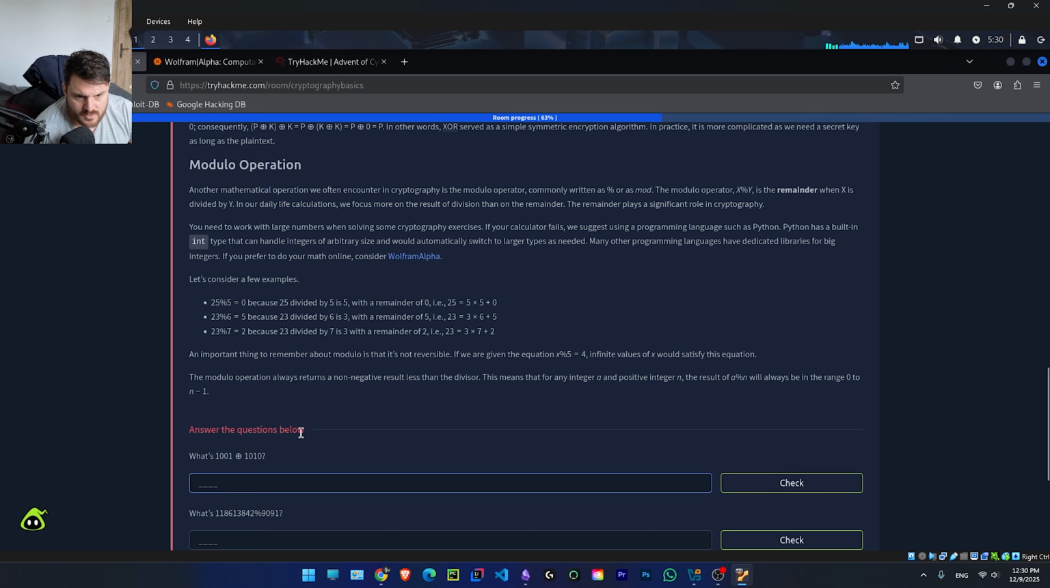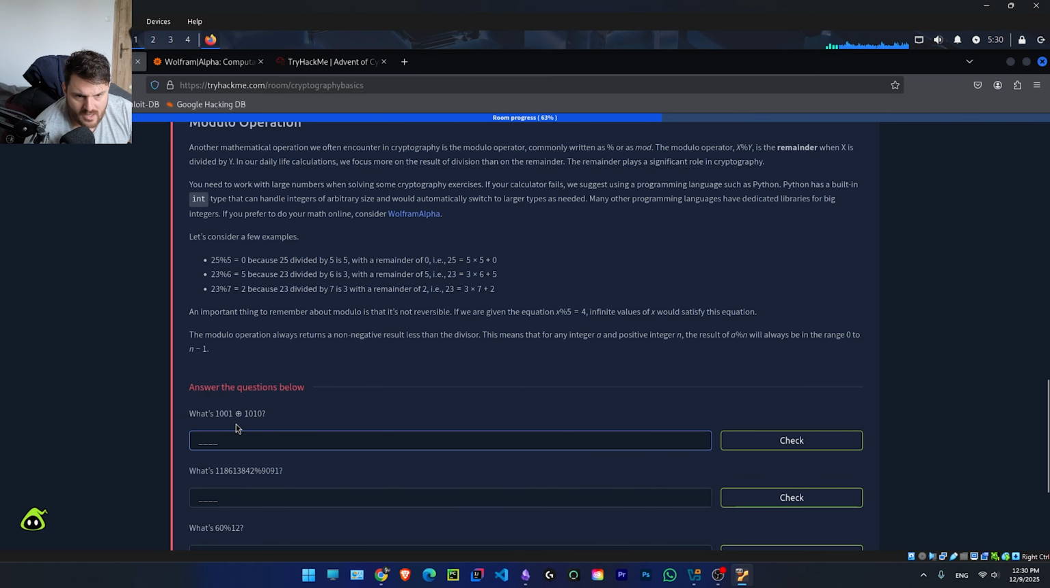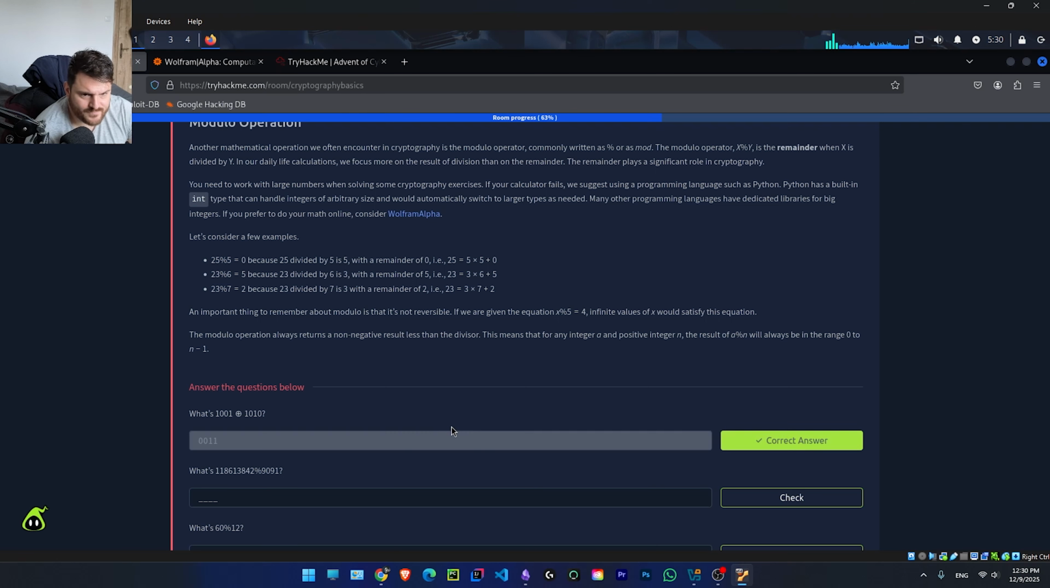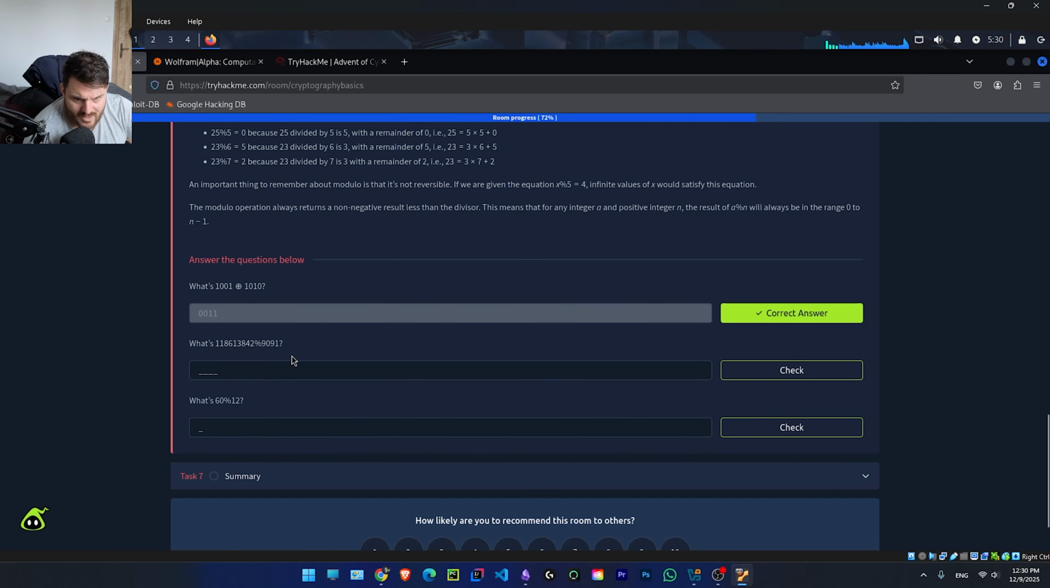Answer the questions below. What's 1001 XOR 101? So basically it's 1100. What's this number modulo this number?